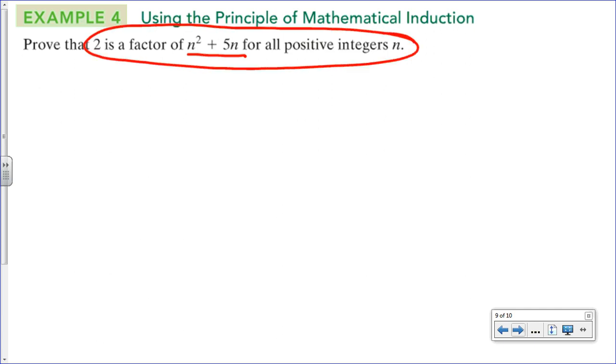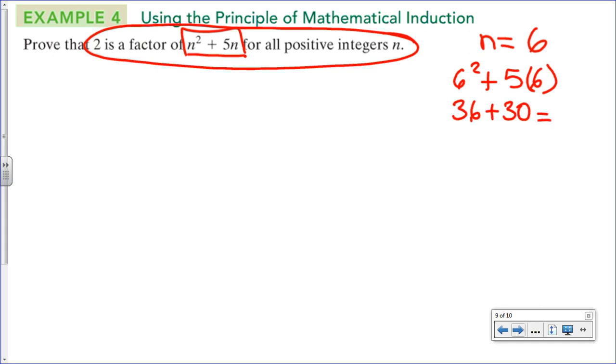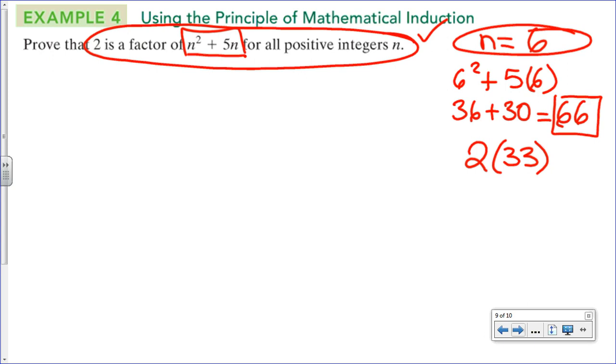So that means that if you pick any number for n, like Tony chose 6, if you substitute 6 into this statement, it will be 6 squared plus 5 times 6, right? And so that is 36 plus 30, and so that is equal to 66. Can 66 be divided by 2? Yes, right? So you could factor out a 2, and then you will get 33. So what the statement says is that this is true for any n that you choose. It will work. Do you guys think it's true or not? Yes. Okay, so let's see.